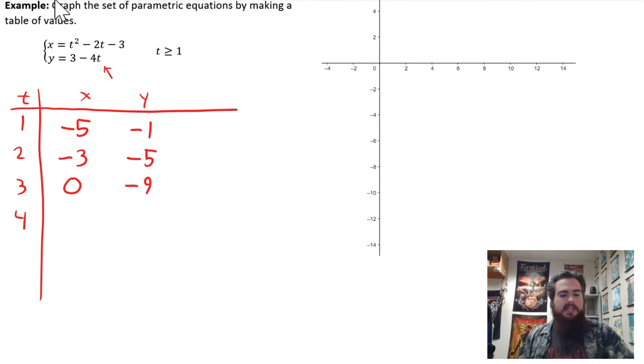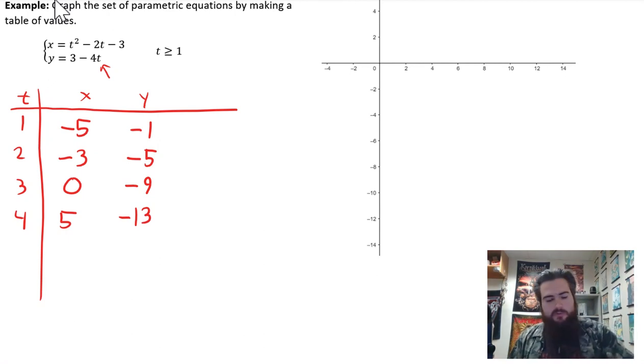This will probably be the last point that I plug in, as we probably will see the trend from there. 4 squared minus 2 times 4 minus 3. That's 16 minus 8 minus 3, which is overall 5. And then 3 minus 4 times 4 now. That's 3 minus 16, which is negative 13.